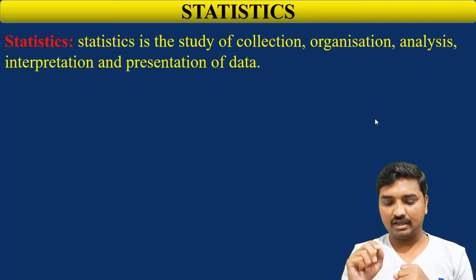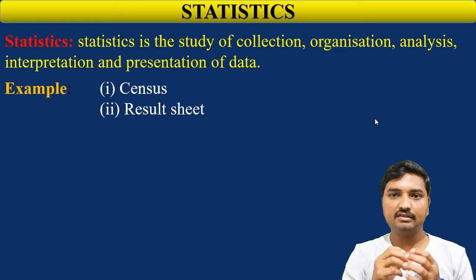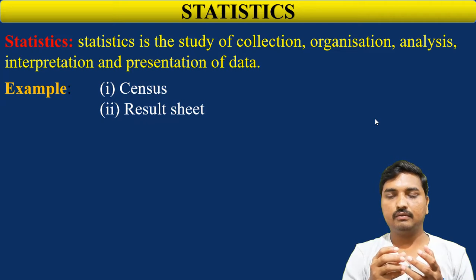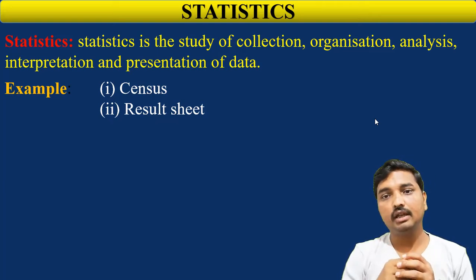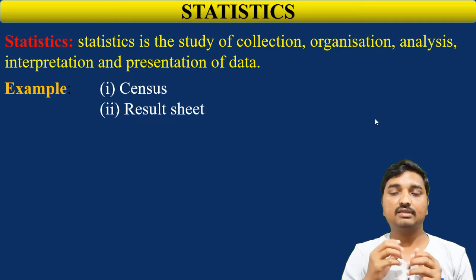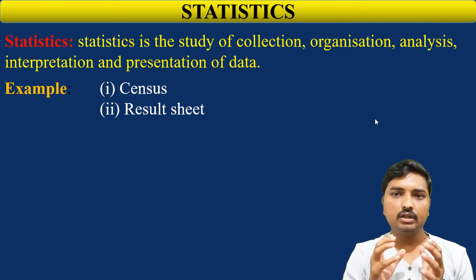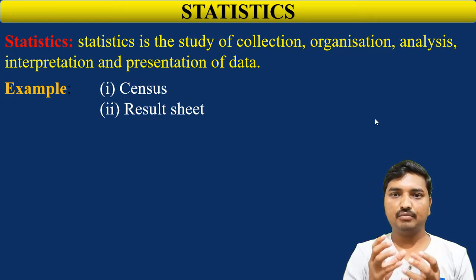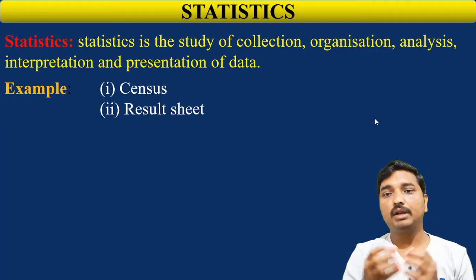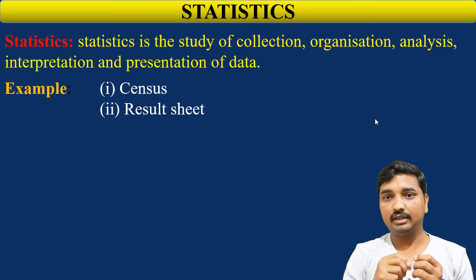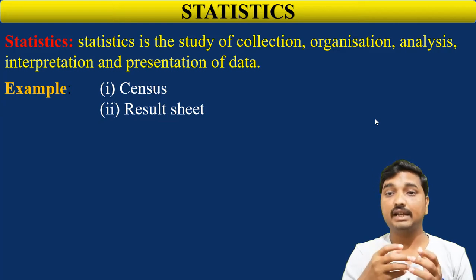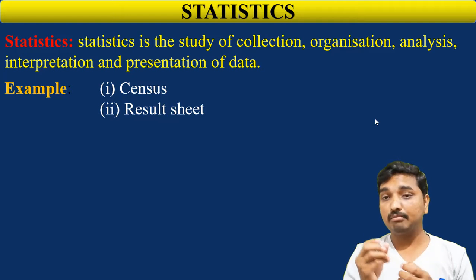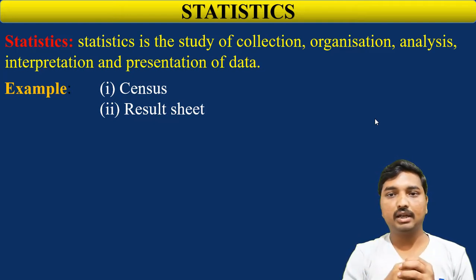The best example for statistics, which I told you last year, is the census. It is conducted every 10 years in our country, and the last census was conducted in 2011 and the next census will be conducted in 2021. During the census, teachers will come to your home and collect data. How many members are there in your family? How many males are there? How many females are there? What is their age? What is their date of birth? How many children are there? What are they studying, and the qualification of all the members of a family. Many more data will be collected by the teachers.